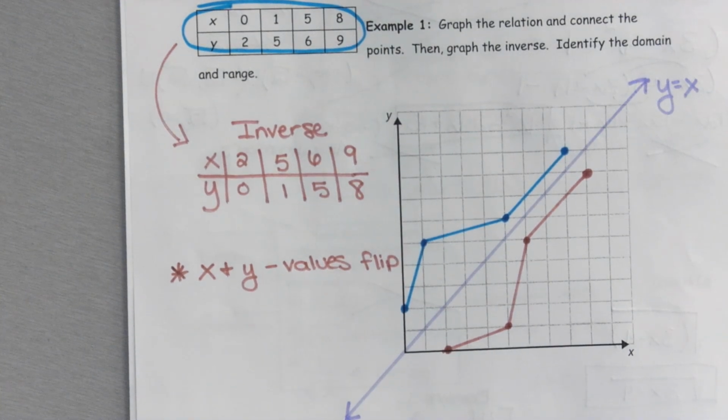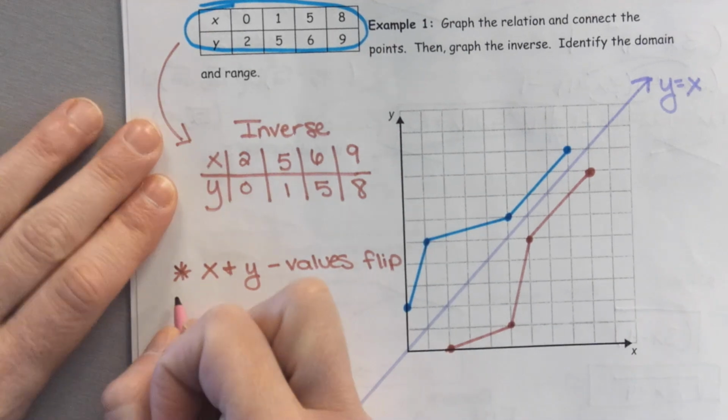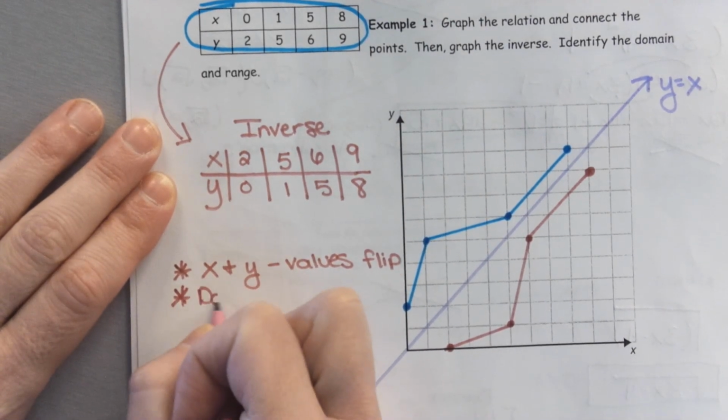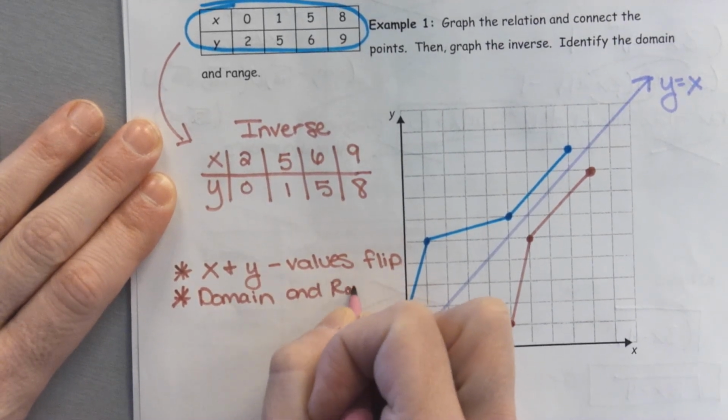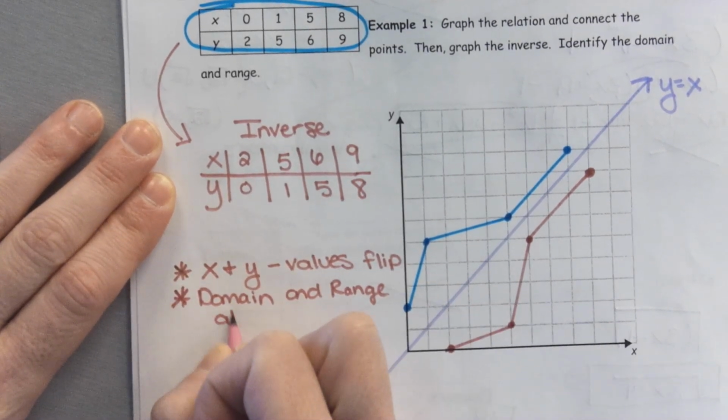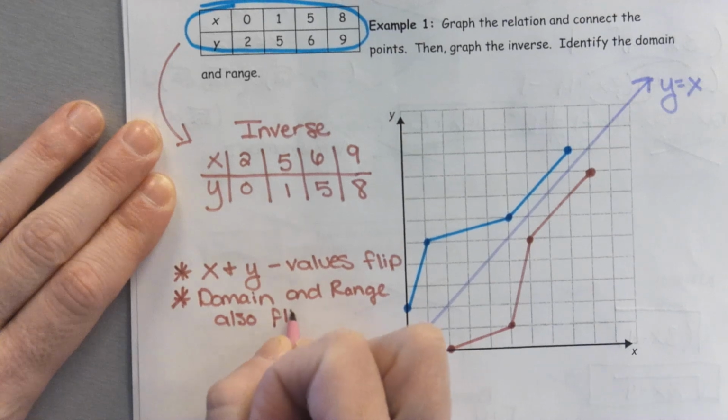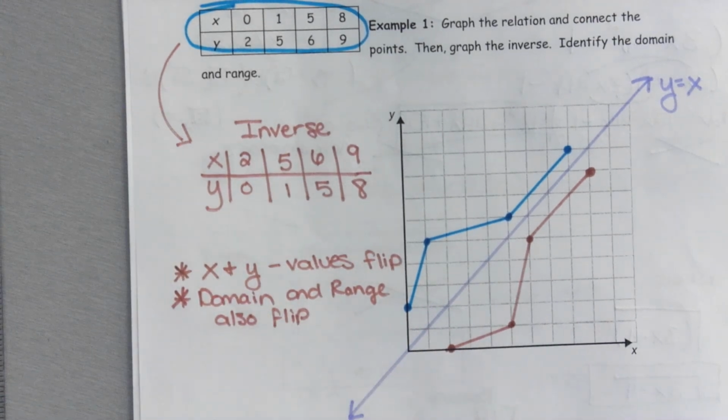If your x and y values flip, what's going to happen to your domain and range? Domain and range also flip. Because remember, your domain is x and your range is y. So if x and y flip, your domain and range are also going to flip-flop. So both of those, I think, are worth writing down.